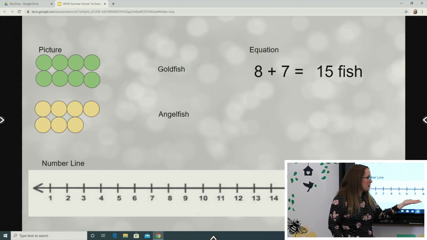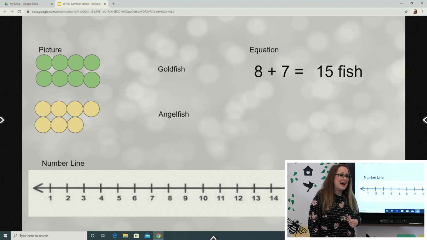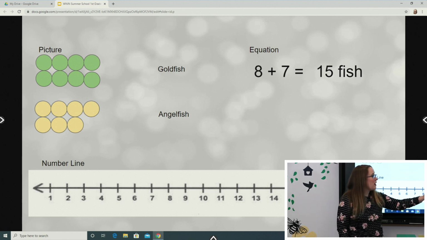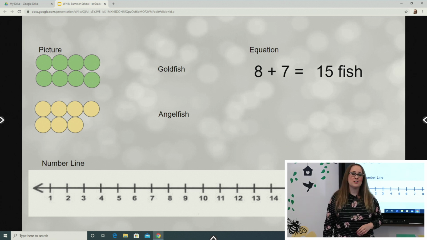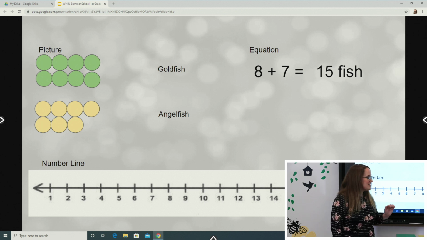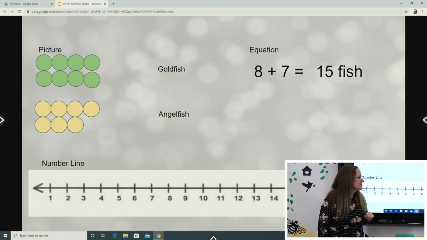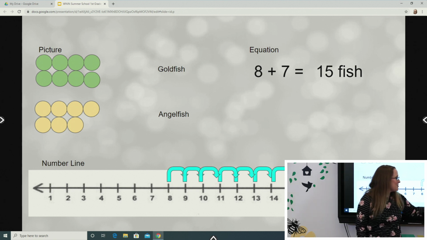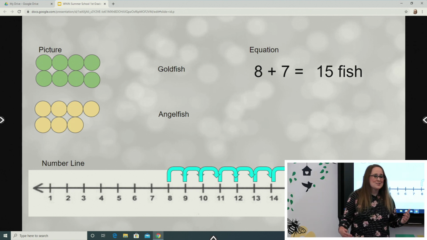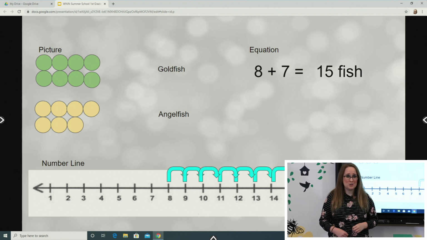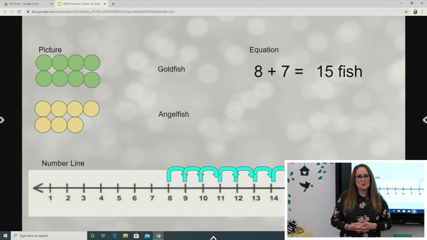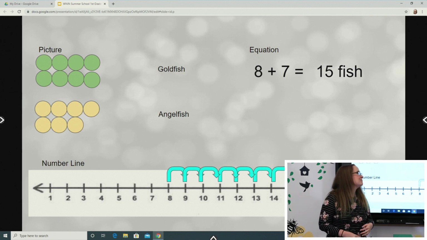Let's try another strategy, the number line strategy. Since we're adding, we're going to be going to the right. We always want to start with our larger number so we make less jumps. We're going to start at 8 and jump to the right 7. And looky there, we landed on 15. So no matter what strategy we used, we ended up with 15 fish. And make sure you label your story problem answer.